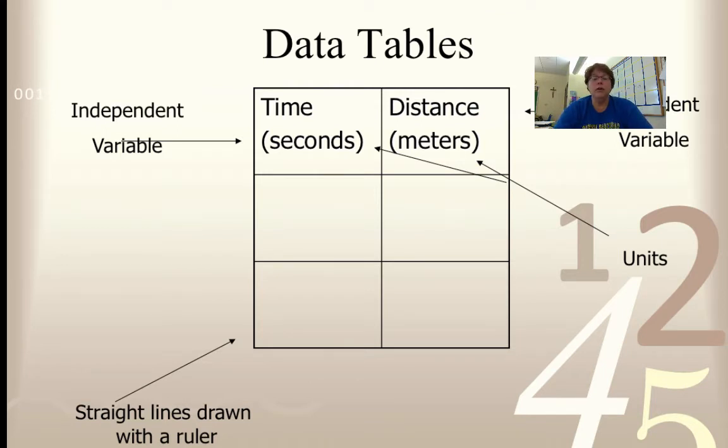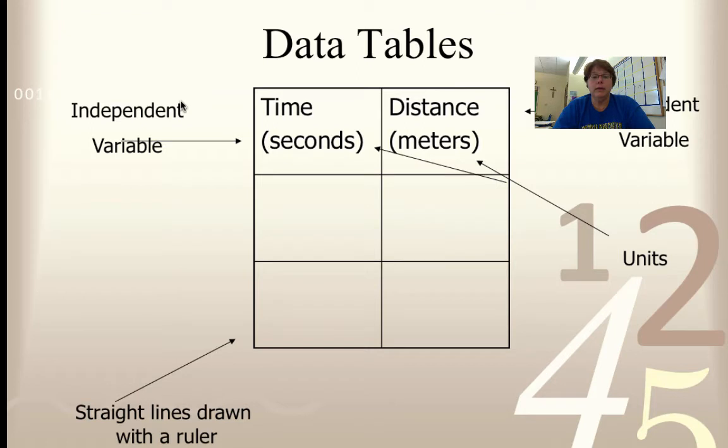Remember, the thing that you are changing is the independent variable, or the thing that you are testing. And then the thing that you are actually going to measure would be the dependent variable. So in this particular data table, someone is timing something and then measuring how far it goes. So maybe they're trying to say the longer it takes to do something, the farther you can go.